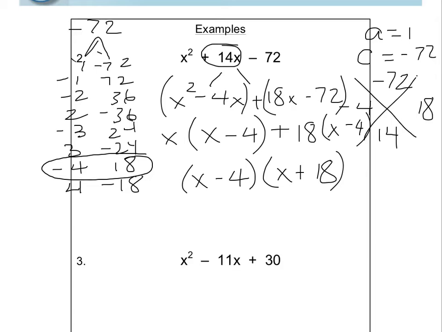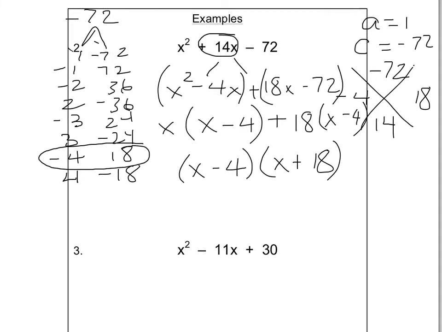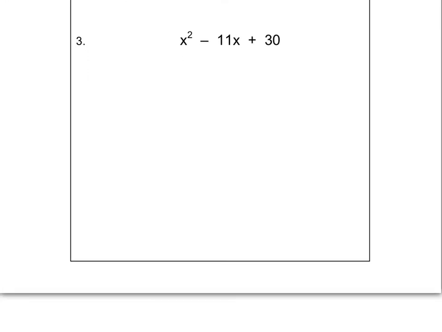Okay, now let's take a look at example number 3. This time you'll notice it's a little bit different than example number 2. The minus sign is in the middle. We have a positive term. So again, a times c. A is 1, c is 30. So a times c, again, is going to be 30. And you'll notice, as we go through these, a lot of these are going to be the exact same as c for right now. It's not always going to be that way. So I need factors of 30 that add to the middle term of negative 11.